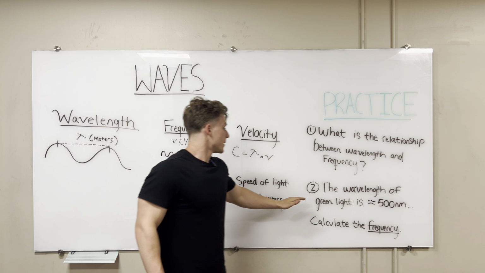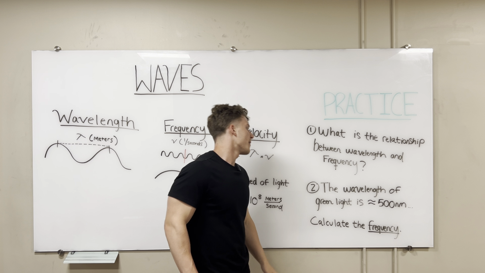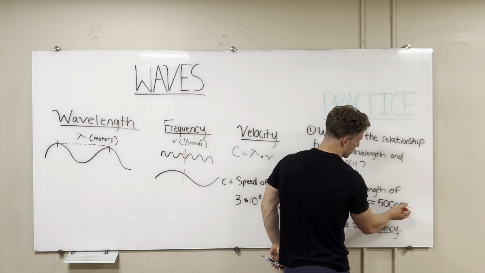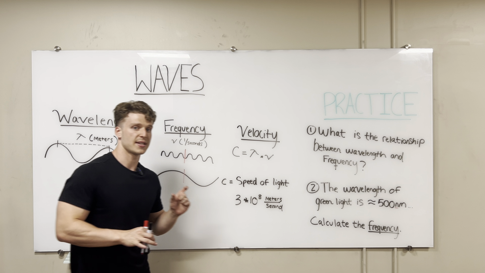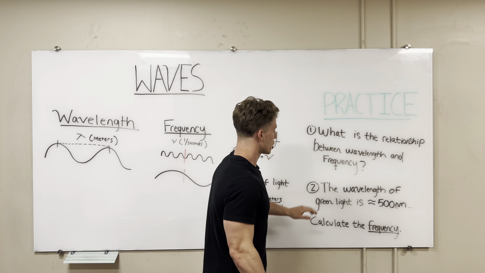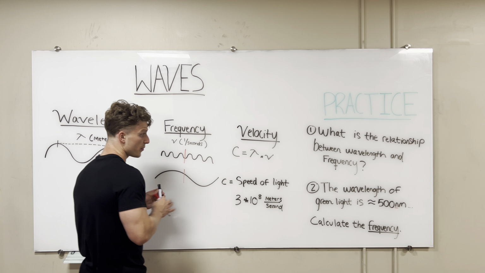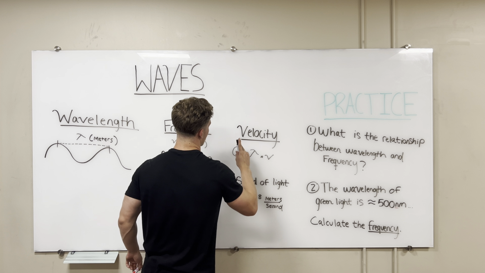The second problem says the wavelength of green light is 500 nanometers. This n is for nanometers, and the m is meters. The prefix nano is 1 times 10 to the negative 9th of something, so we're going to have to keep that in mind. Calculate the frequency. Well, this is a light wave, and we can use this formula.